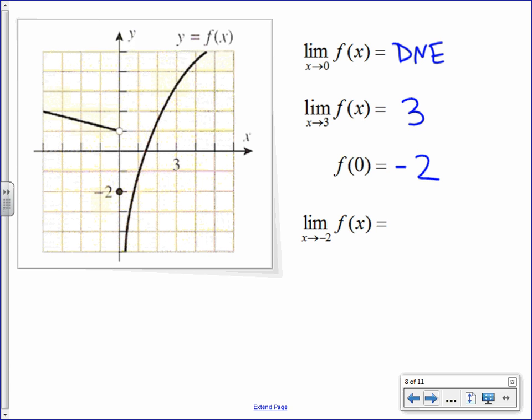Someone from pod 4. 1.5. Somewhere around there. Beautiful. Questions on any of those? Yes. How did the first one not exist? Because as we go from the left and the right, we're approaching 2 different values.